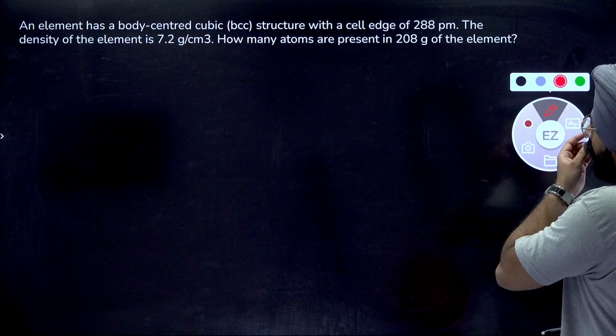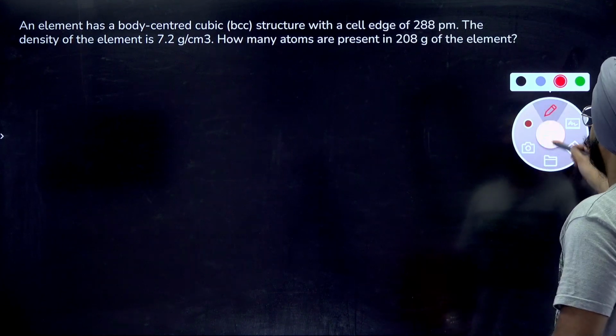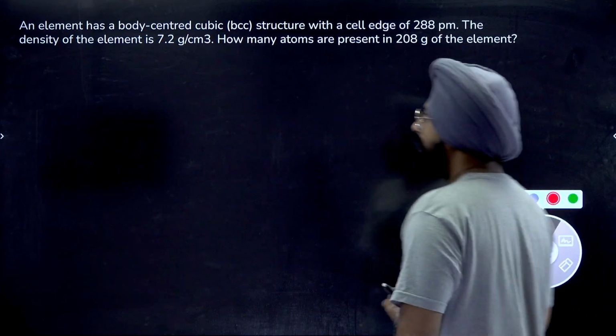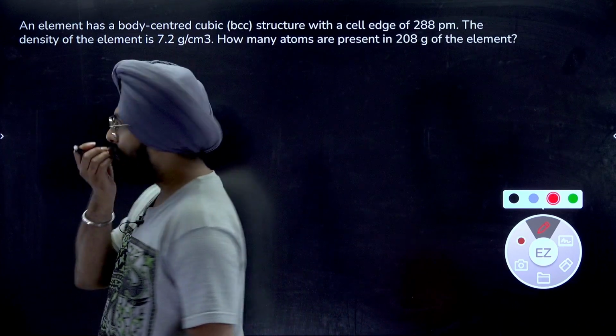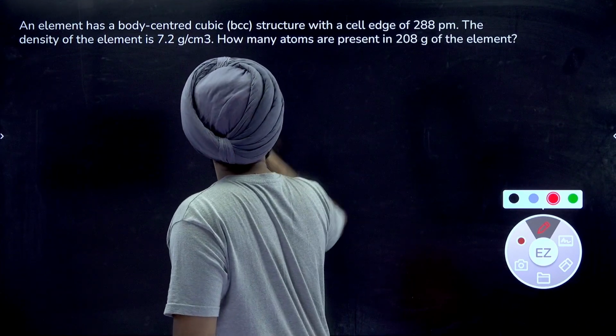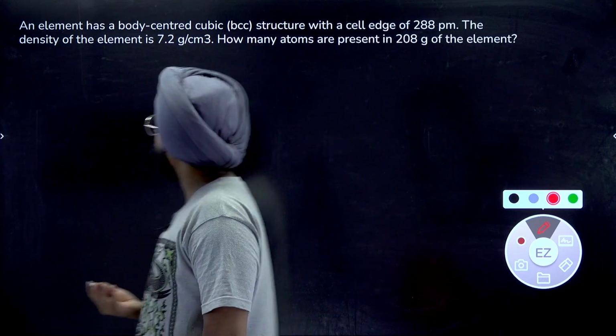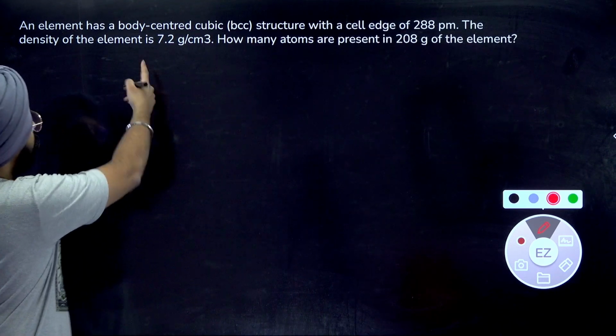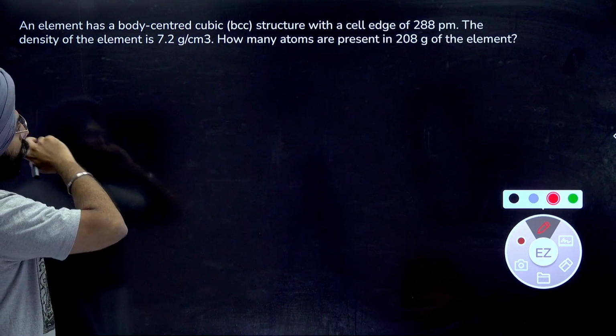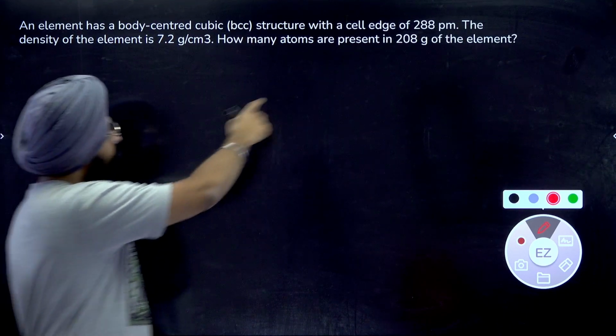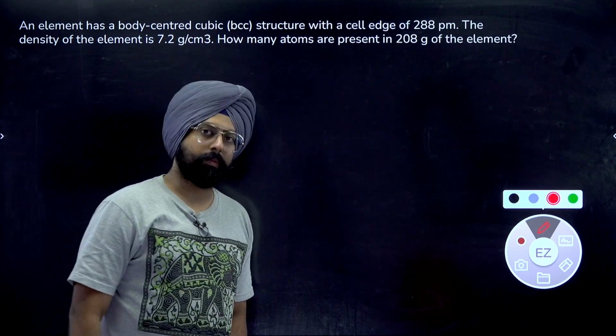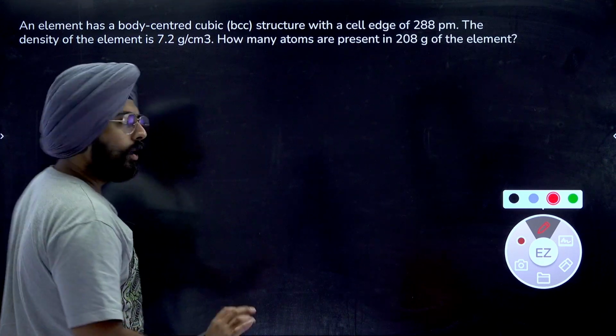An element has body-centered cubic structure, with a cell edge of 288 picometers. The density of the element is 7.2 grams per cubic centimeter. How many atoms are present in 208 grams of the element? Let's try to solve the question.